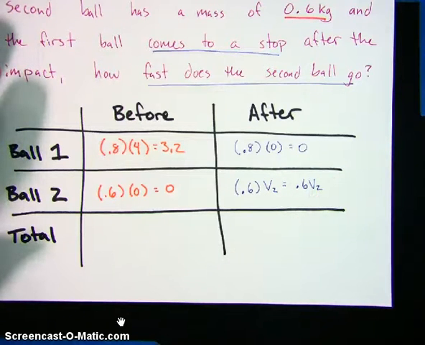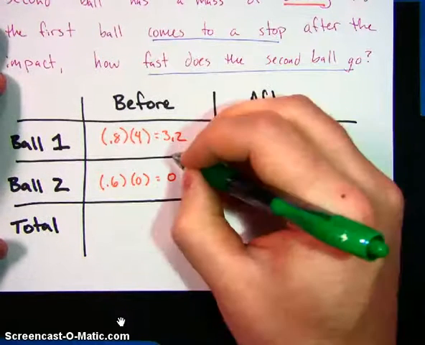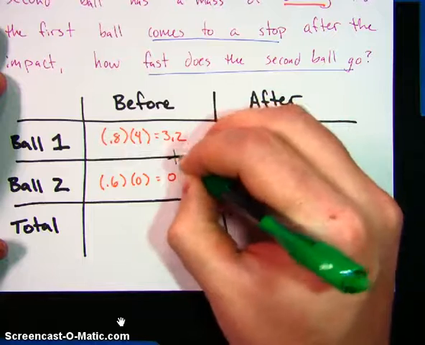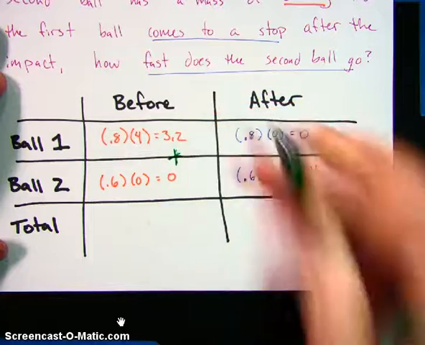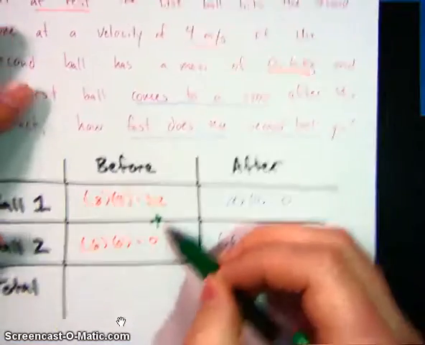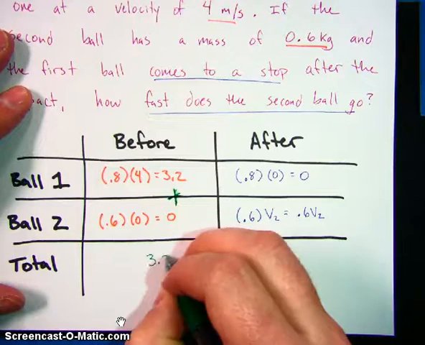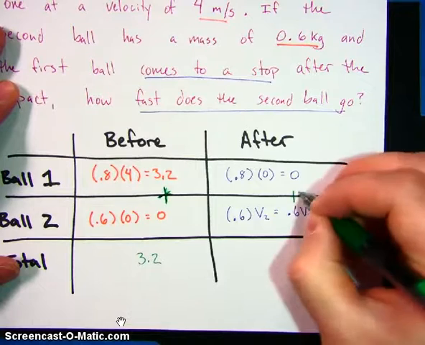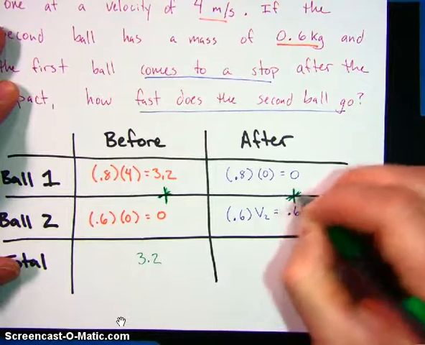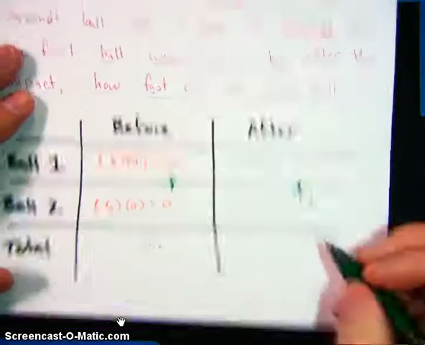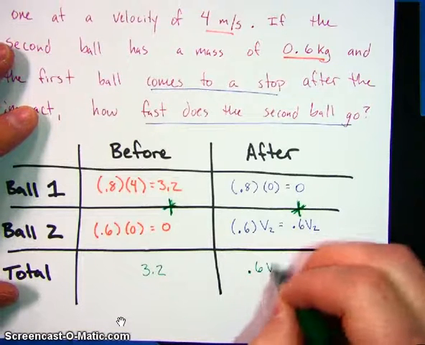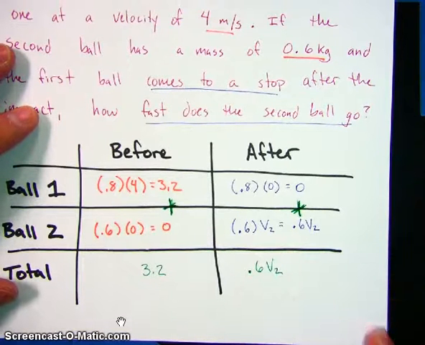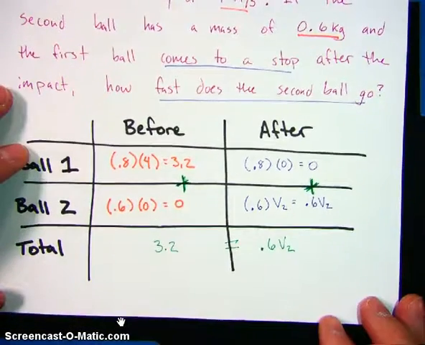Now, I'm going to grab my third color in order to show the last step, and that's where we take all of the before momentum, and we're going to add them together, so that's a big plus sign there. All the before momentum is 3.2 plus 0, that's just 3.2, and we have to figure out all the after momentum, so that's 0 plus 0.6 v2, and that's just 0.6 v2. And then we just set them equal to each other. So 3.2 is equal to 0.6 v2, and then it's just an algebra problem.